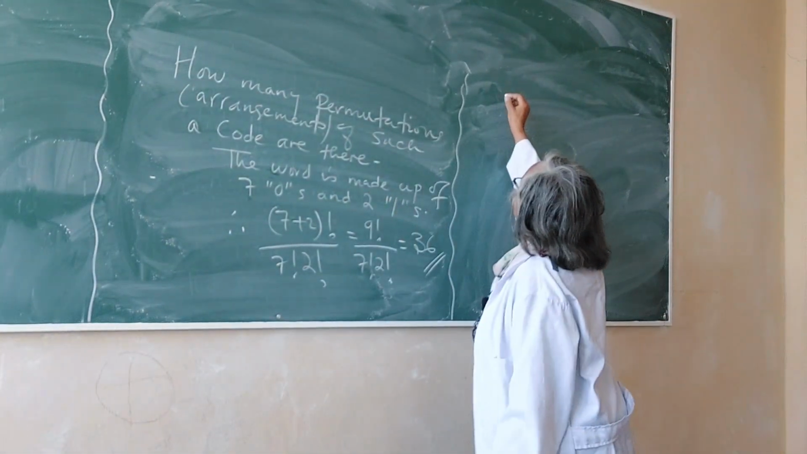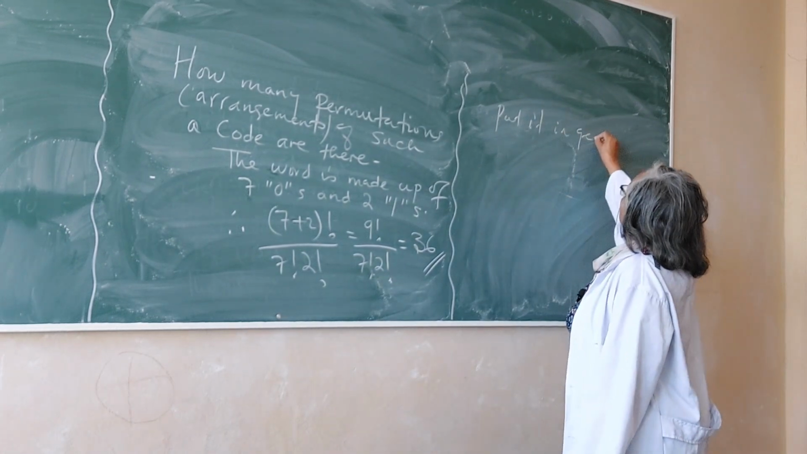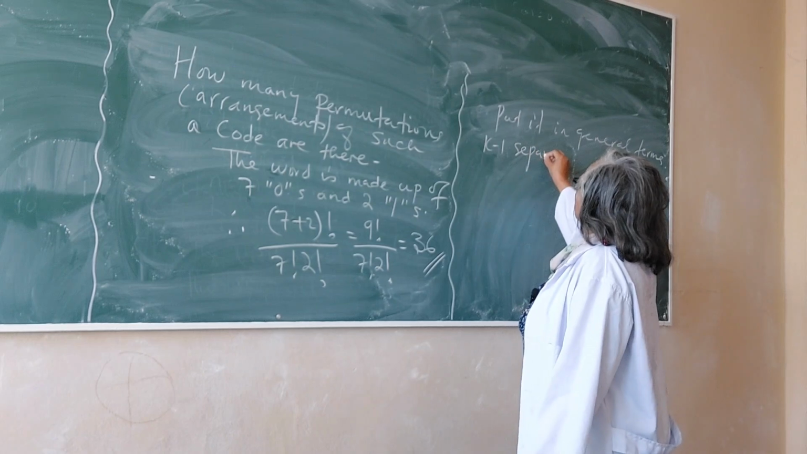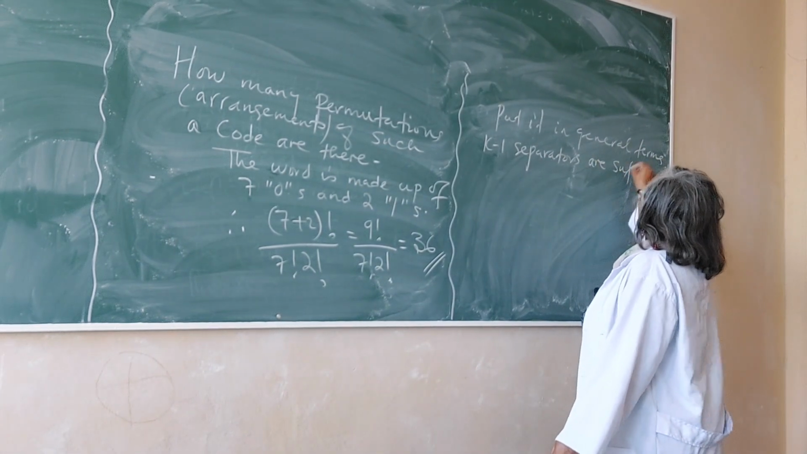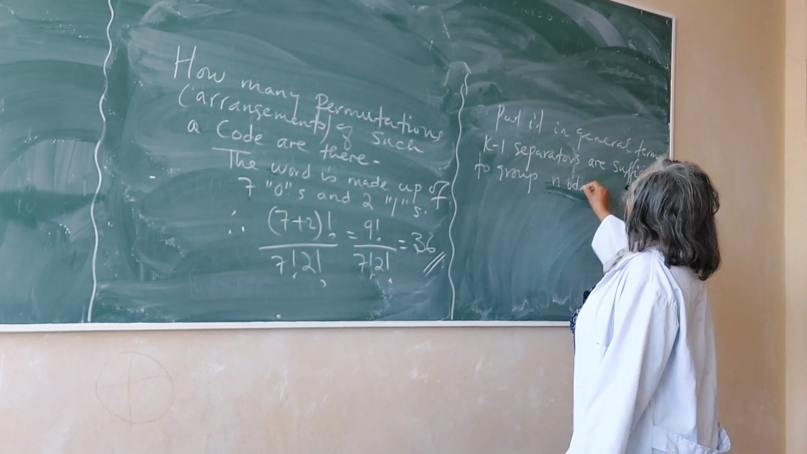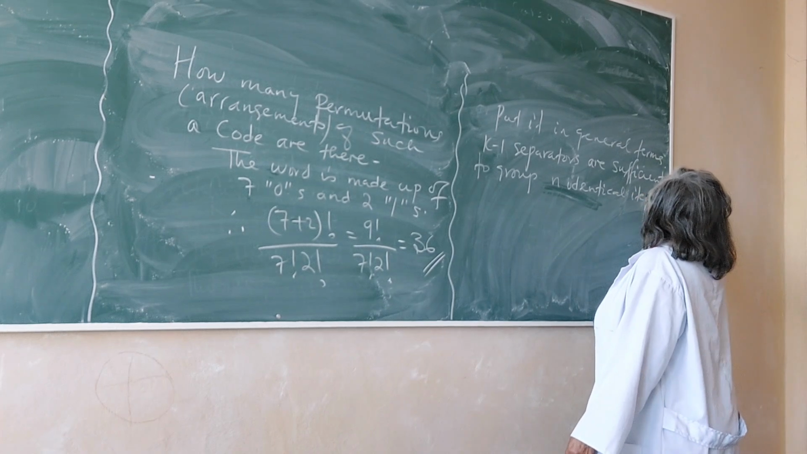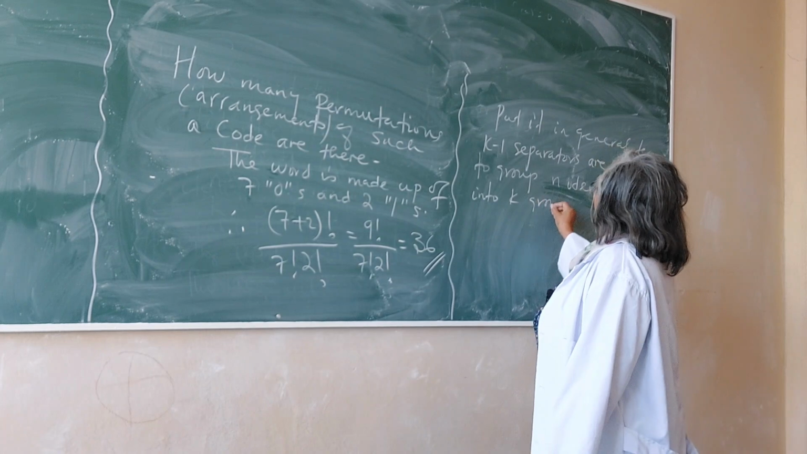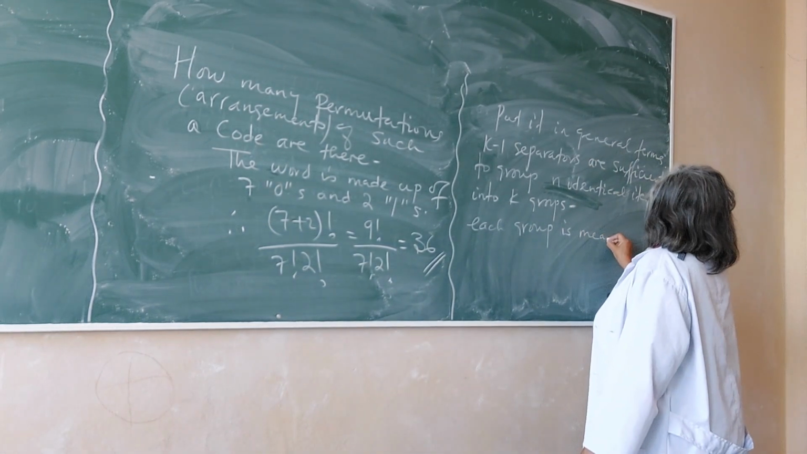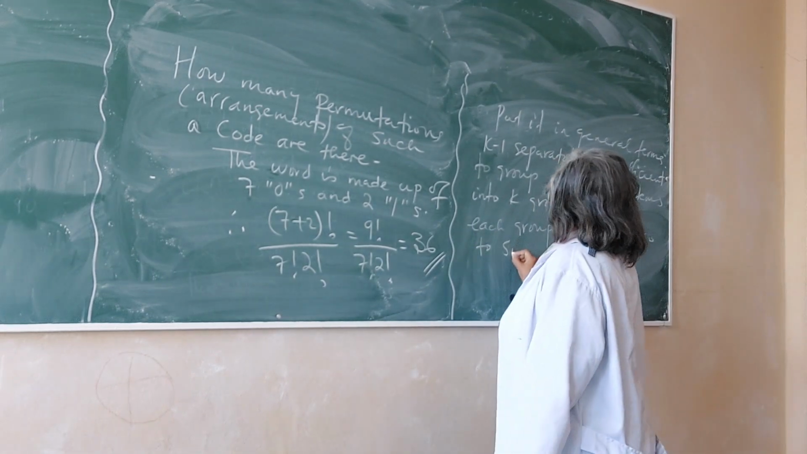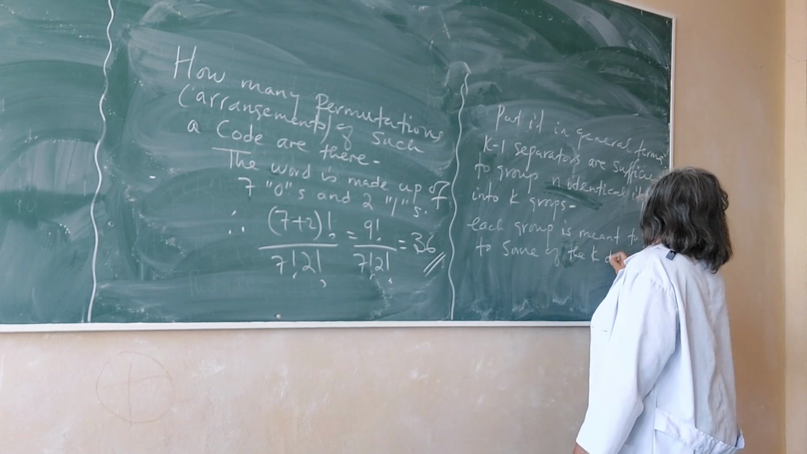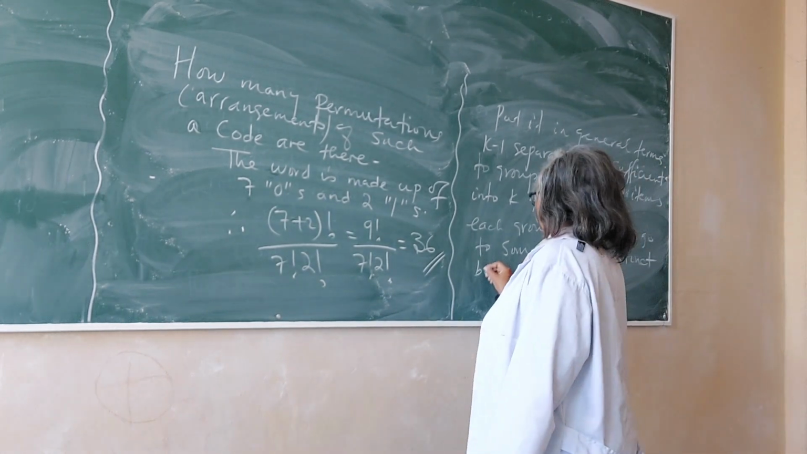Now, to put it in general terms, let's say k minus 1 separators are sufficient to group n identical items into k groups, and each group is meant to go to some of the k distinct boxes.